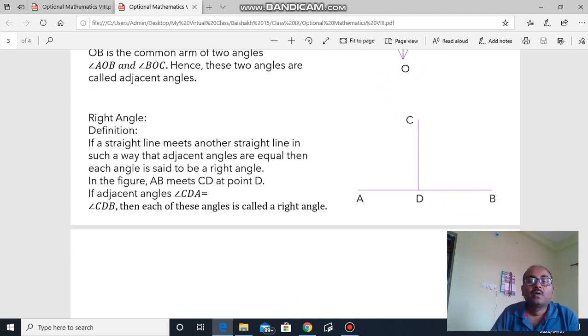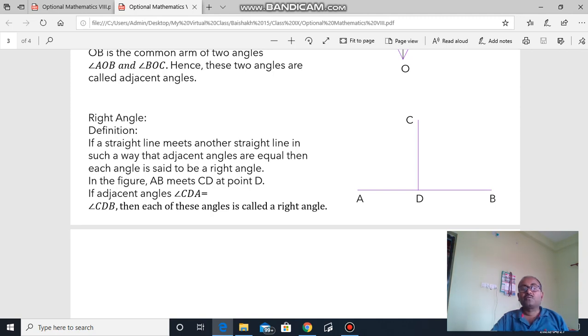Now, next topic, right angle. First, focus upon this picture. One straight line is AB, another straight line is CD. They meet at point D. So you see angle ADC and angle BDC are two adjacent angles according to the previous definition. Is it?